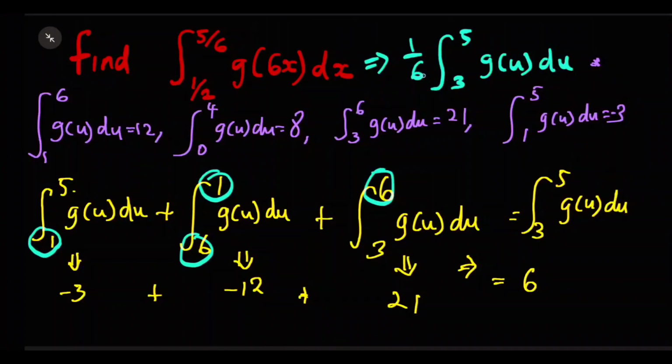And remember, our question has 1 over 6 times this integral. So here I have 1 over 6 times this. So if the value of this gives me 6, 1 over 6 of this integral is 6 times 1 over 6, which will give me 1. So my answer is 1.